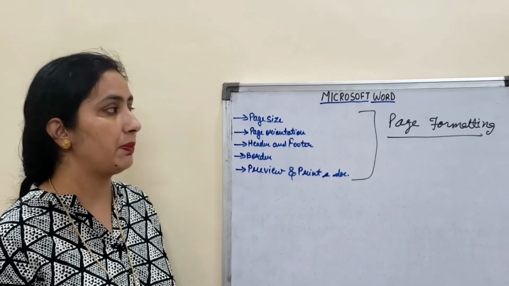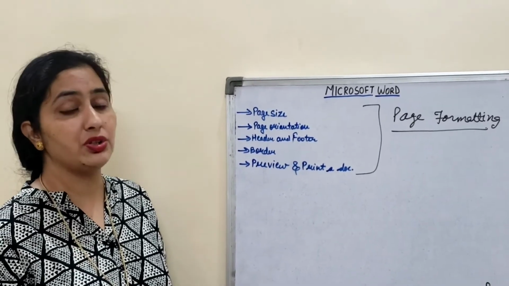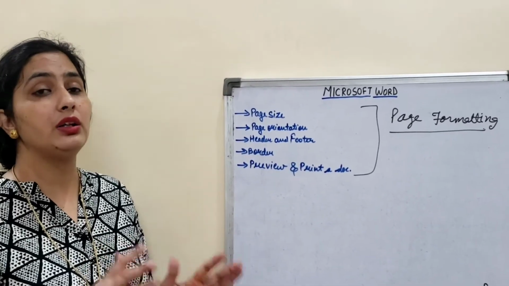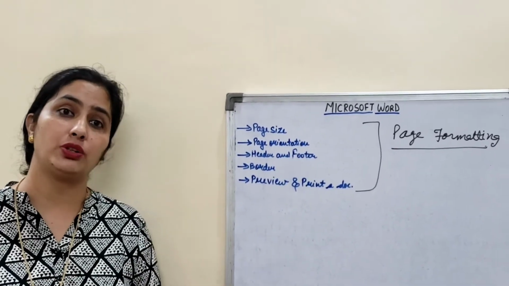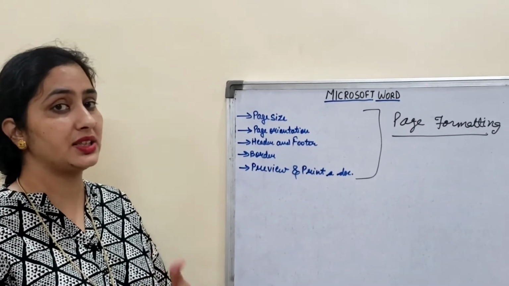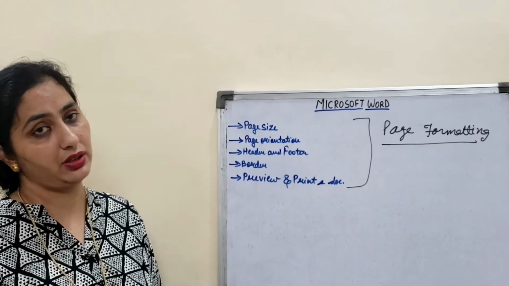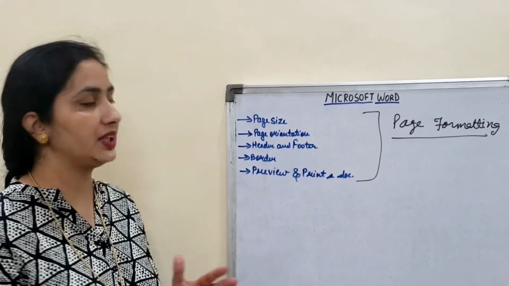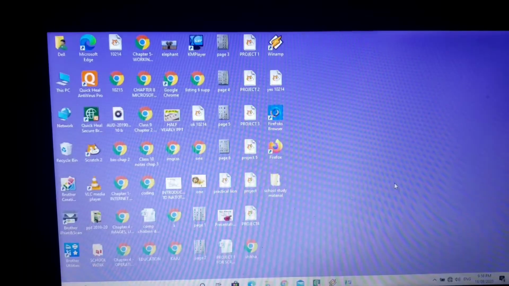The last option in page formatting is printing and viewing. When you are printing a document, you should preview how it looks and how much space it is going to occupy. That is very necessary. Before printing, it is advisable that you always preview first and then print your document. Now all these things we are going to start with in our practicals.